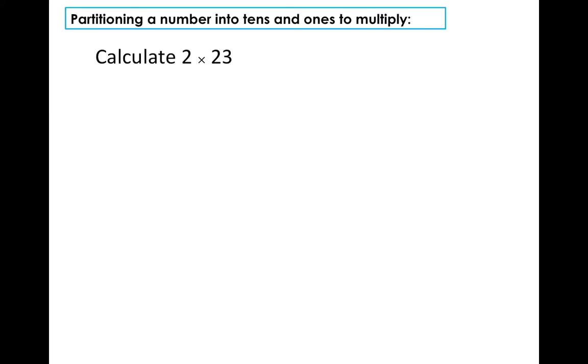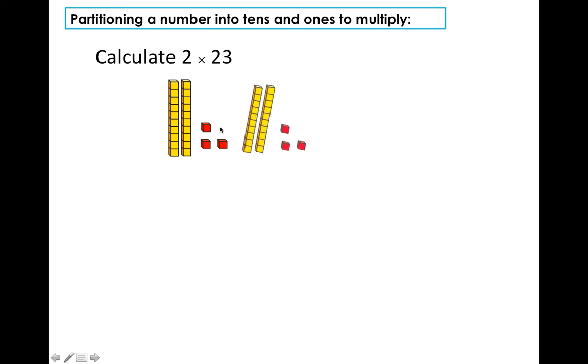Brilliant. Now, today we're going to be thinking about partitioning a number into tens and ones to help us to multiply. So I've got my question here, 2 times 23. Calculate, remember, just means work out. So 2 times 23. That would look like 2 tens and 3 ones in 23, and then we've got it twice because we're multiplying it by 2. So there's 2 groups of 23 there. That would give me 46, wouldn't it?